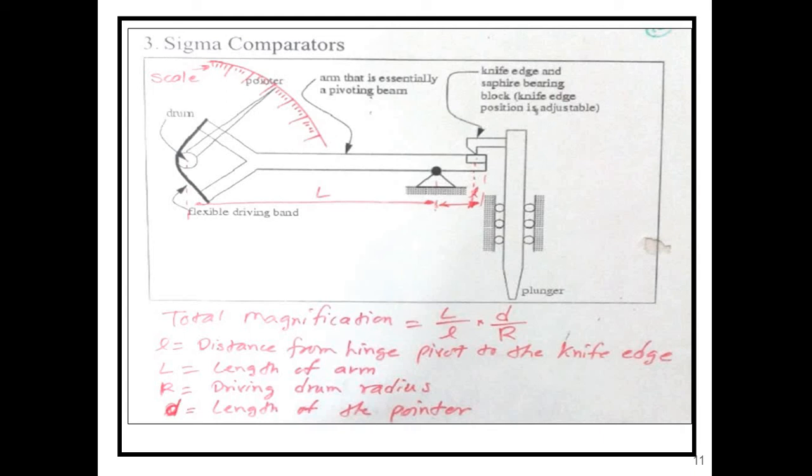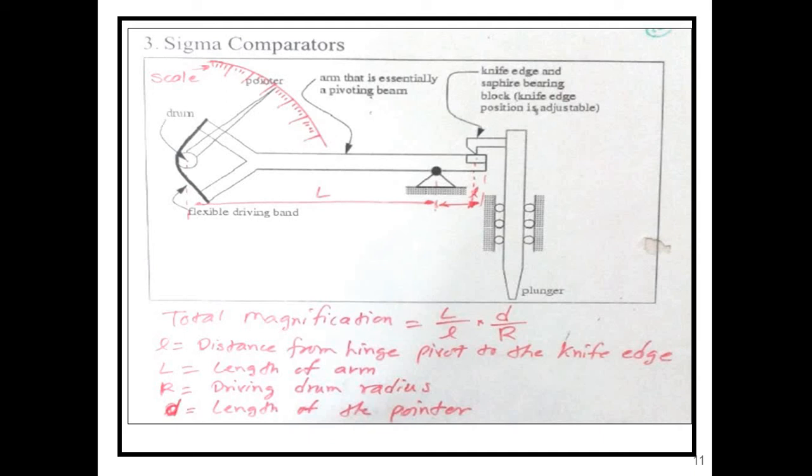This is a simplified diagram of the sigma comparator. If you draw this type of diagram in the exam, that is also acceptable. This is a plunger, slit diaphragm, then this is the hinge, this is the knife edge. The distance between the hinge and the knife edge is given. Then this is the Y arm, from here to here.